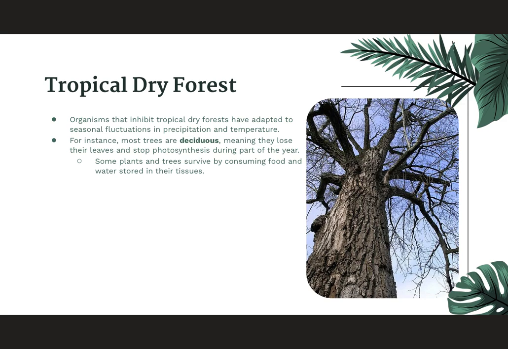All right, so organisms that inhabit tropical dry forest have adapted to seasonal fluctuations in precipitation, also known as rain, and temperature. For instance, most trees in these areas are deciduous, meaning they lose their leaves and stop photosynthesis during part of the year. This is a lot of trees that we have around here, like oak trees and sweet gum trees. These are called deciduous, and one of the main characteristics is that in the fall and winter, they lose their leaves. Some plants and trees survive by consuming food and water stored in their tissues.